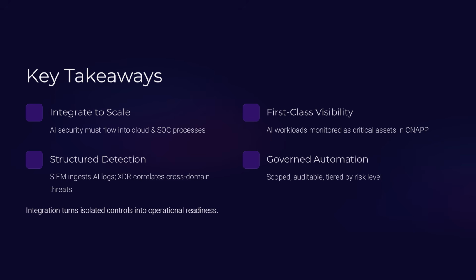Artificial intelligence security must integrate into cloud security and security operations center processes to scale beyond pilot deployments. Artificial intelligence workloads must be visible as first-class assets within cloud monitoring. Cloud-native application protection platforms provide posture and workload protection signals for artificial intelligence infrastructure. Security information and event management platforms must ingest artificial intelligence logs, correlate events, and generate actionable incidents. Extended detection and response correlation strengthens detection by linking artificial intelligence threats with endpoint, identity, and cloud telemetry.